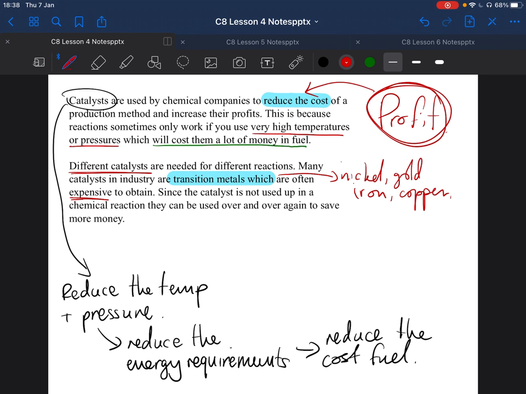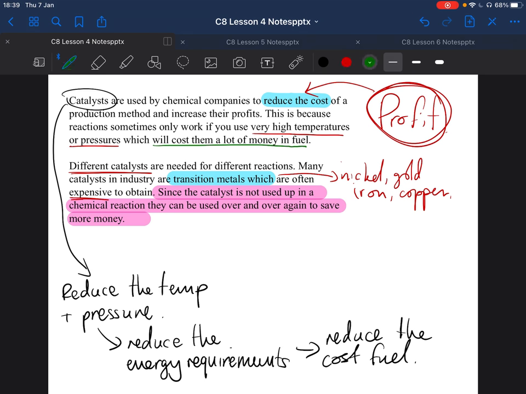And if we're using a transition metal, there aren't that many of them around. They are what we would call a limited resource. It's finite. They're eventually going to run out. So why do we use them if they're expensive to obtain? The reason we use transition metals as catalysts is this. They are not used up by the reaction.